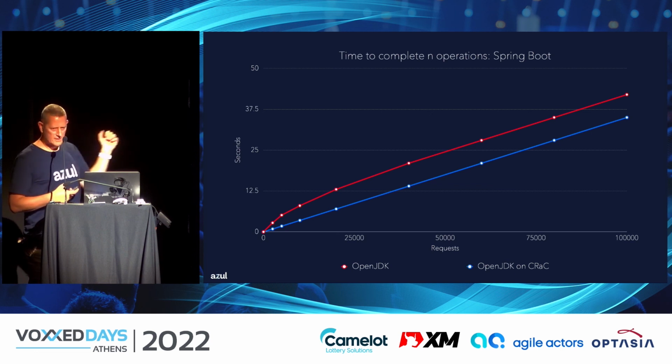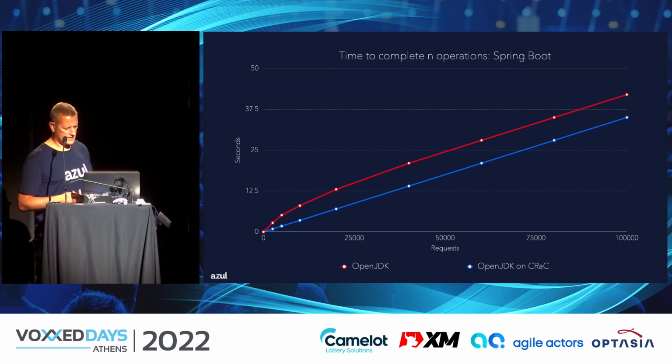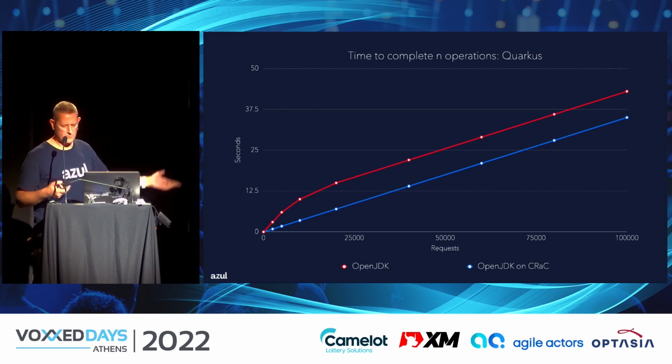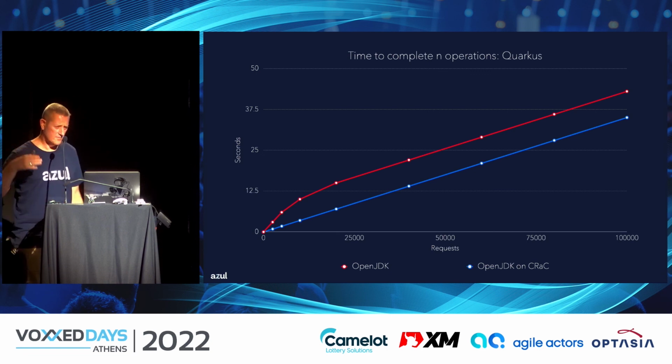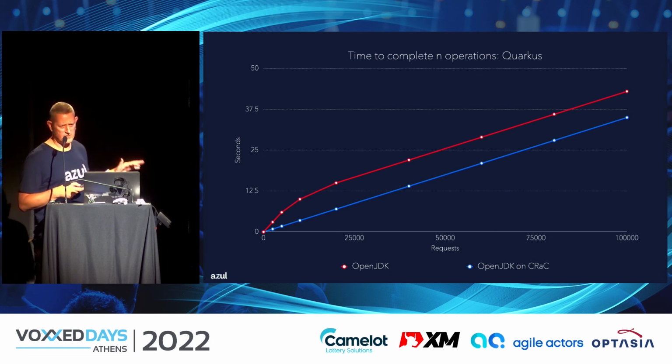The CRaC was linear from the beginning, where the red one needed to warm up, right? So this is the startup time that we see here, and with Quarkus the same. So these two frameworks are already fast, but with this you can get even faster, right?